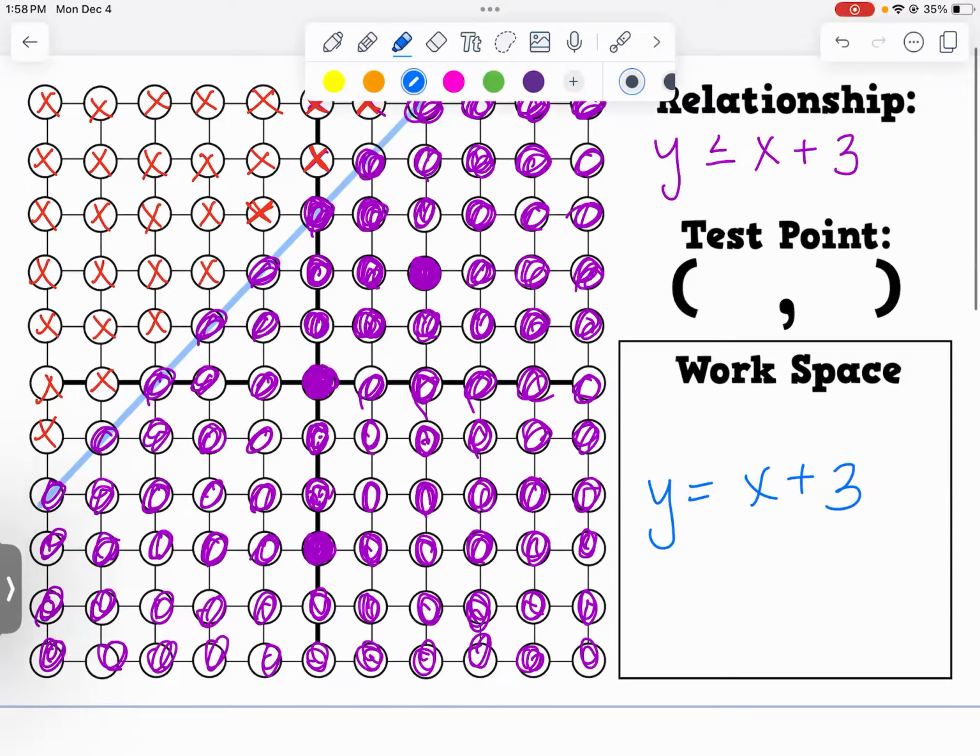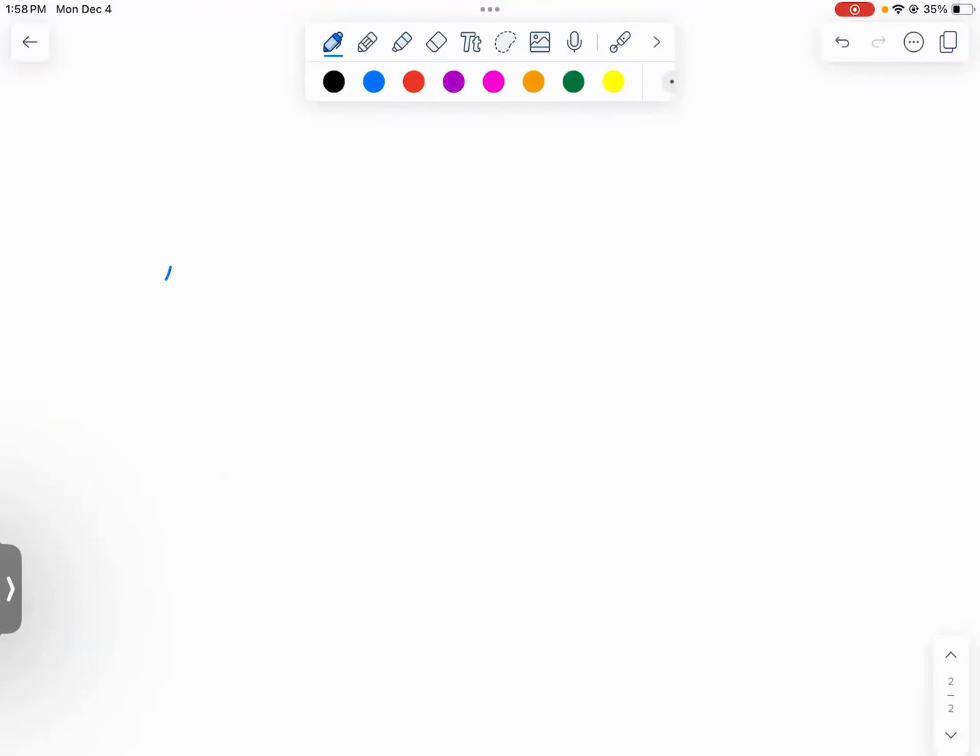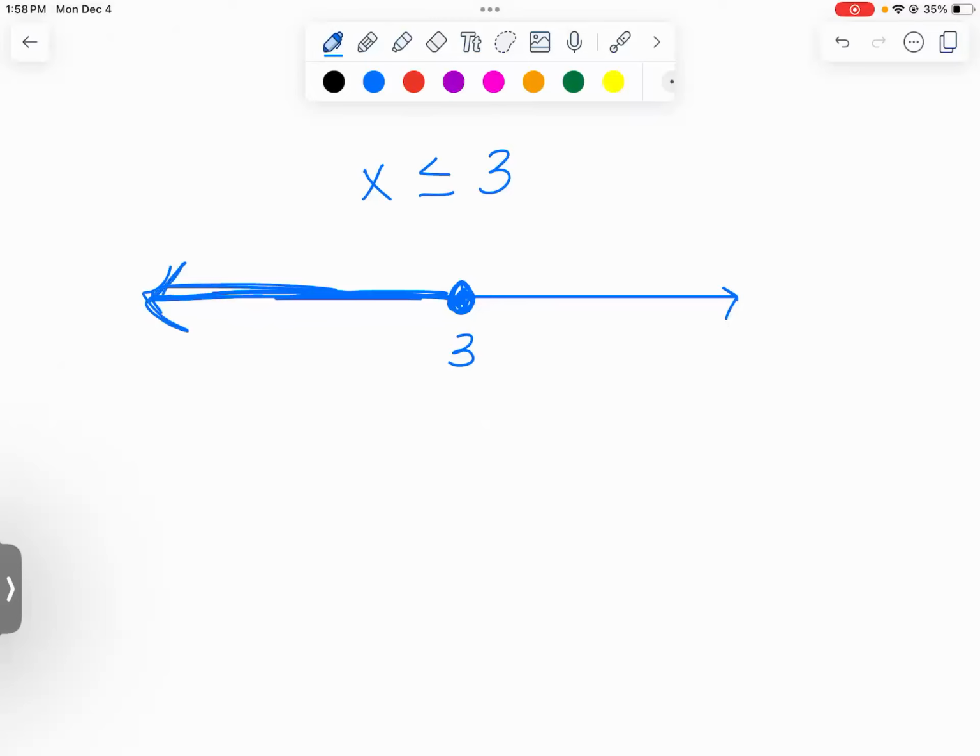Let's think about an inequality on the number line. Are you ready? Let's go back. If x is less than or equal to 3, what do we do on the number line? Anything less than 3. So we make a circle and then we color all these in, right? Remember that?